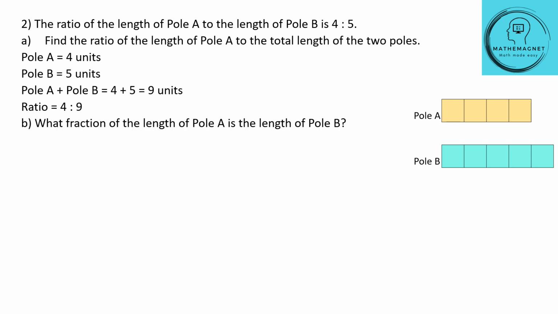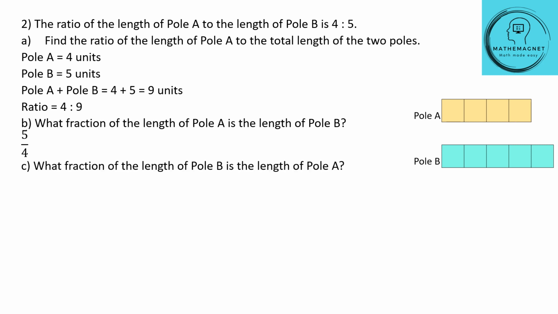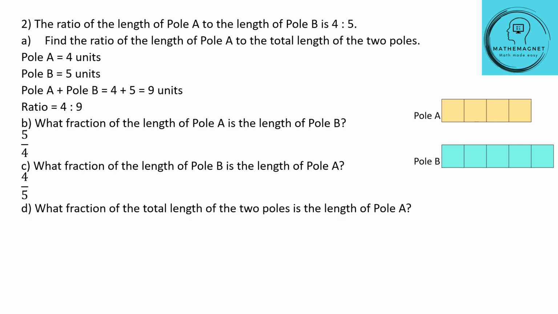Now question B, what fraction of the length of pole A is length of pole B? So pole B is 5 and pole A is 4. So fraction will be 5/4. Question C, what fraction of the length of pole B is the length of pole A? Now pole A is 4 and pole B is 5. So the fraction will be 4/5.